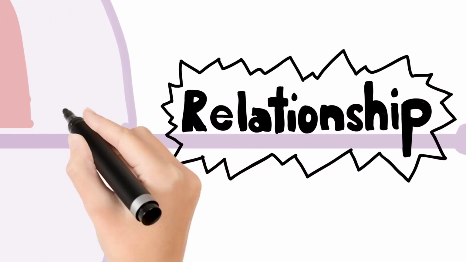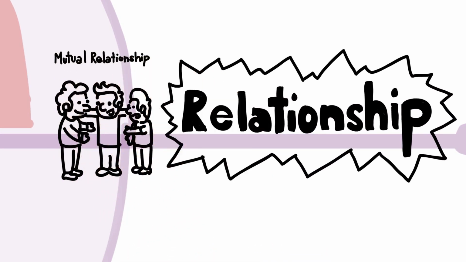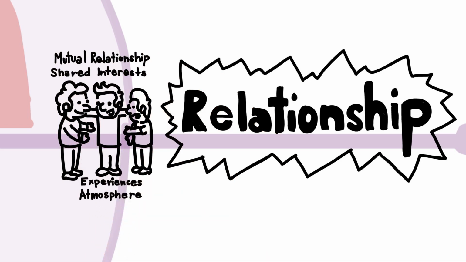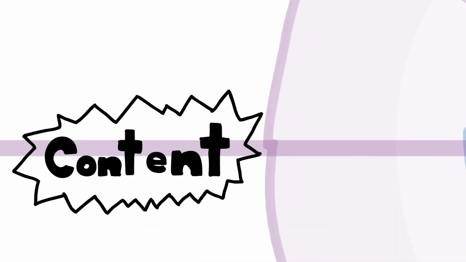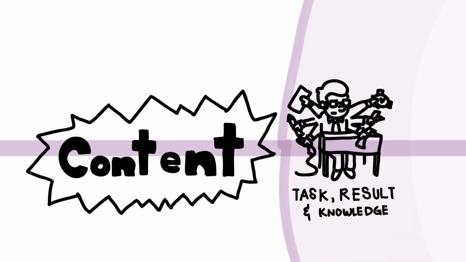On the relationship side, everything is done in the service of mutual relationships. There is an emphasis on shared interests, on people's experiences, and on atmosphere. On the content or task side, you see behavior that is centered around tasks, results, and knowledge.